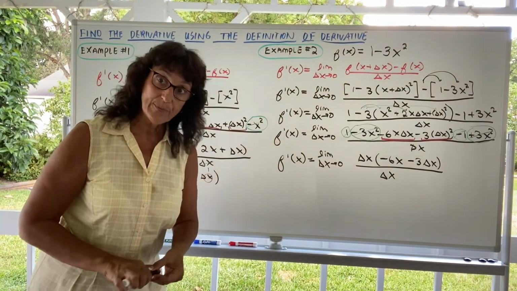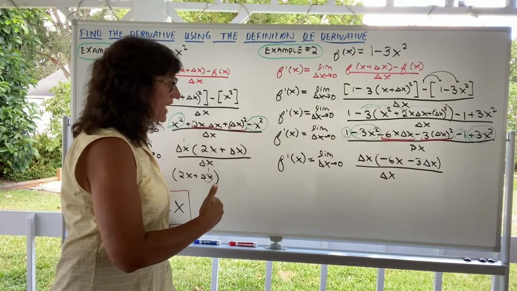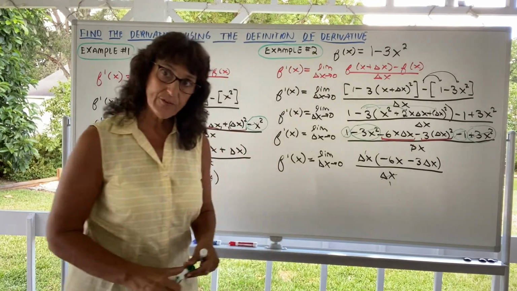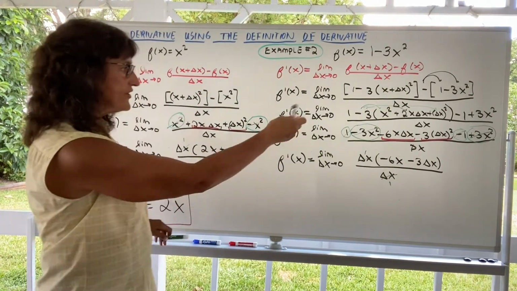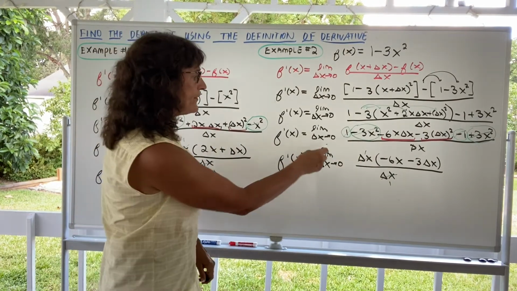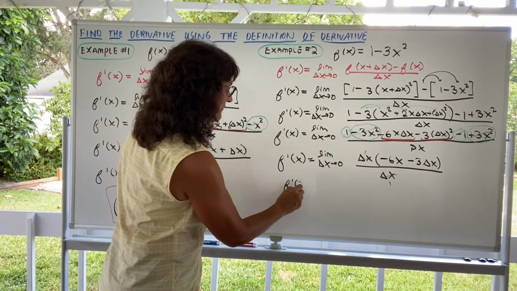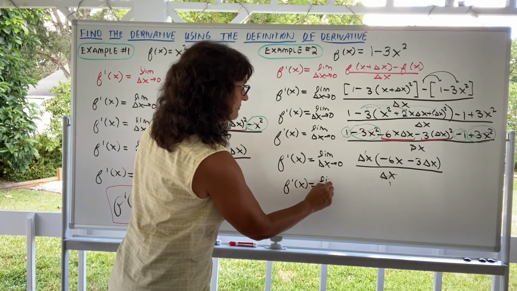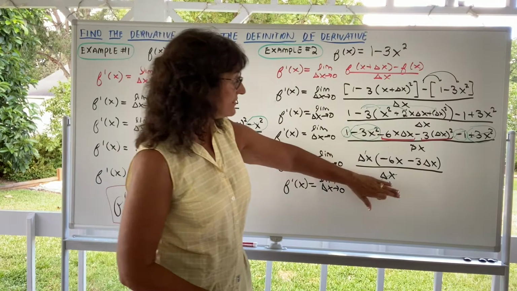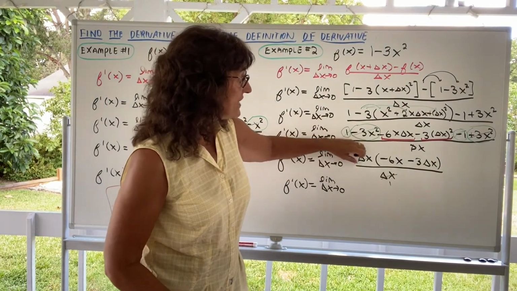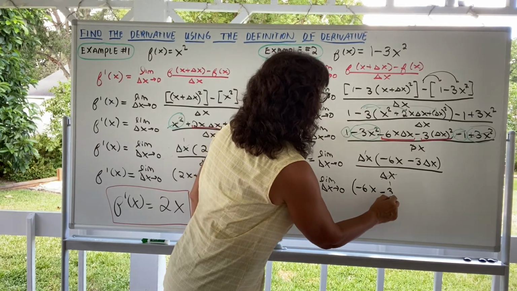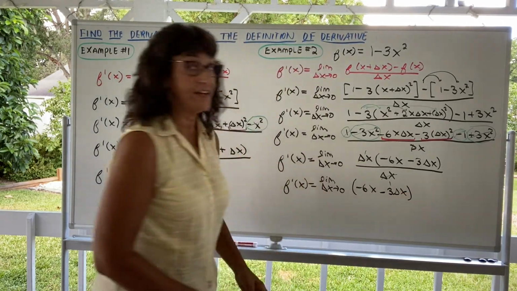Now, I can cancel my delta x's. Numerator and denominator, I can make these delta x's go away. However you decided to simplify, it's going to come out to the same thing, isn't it? So after we cancel the delta x's, where are we? F prime of x, we've got the limit, delta x goes to 0. What's left over? Well, the denominator's gone, so it's 1. So all we really have is negative 6x minus 3 delta x. That's what we have left over.